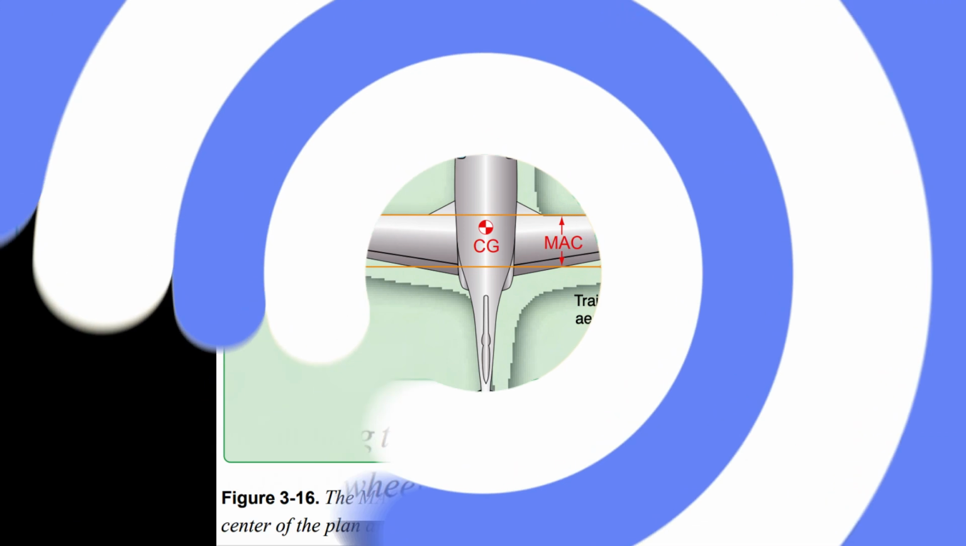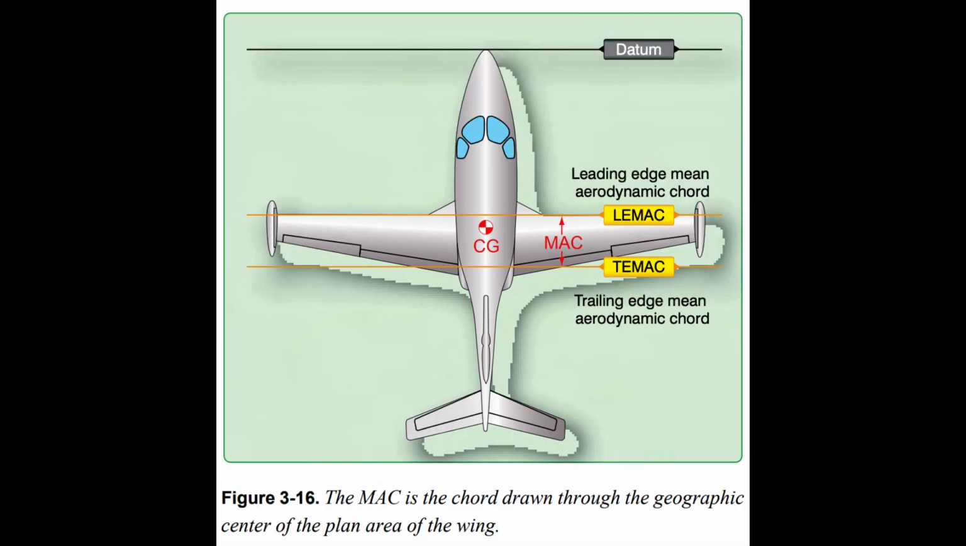Mean aerodynamic chord, MAC. The width of the wing, or straight-line distance from the leading edge to the trailing edge, on an airplane is known as the chord. If the leading edge and the trailing edge of a wing are parallel, the chord is equal at all points along the entire length of the wing. The average length of the chord, or MAC, of a tapered wing is more complicated to define. The MAC, as seen in Figure 3.16, is the chord of an imaginary airfoil that has the same aerodynamic characteristics as the actual airfoil. You can also think of it as the chord drawn through the geographic center of the plan area of the wing.